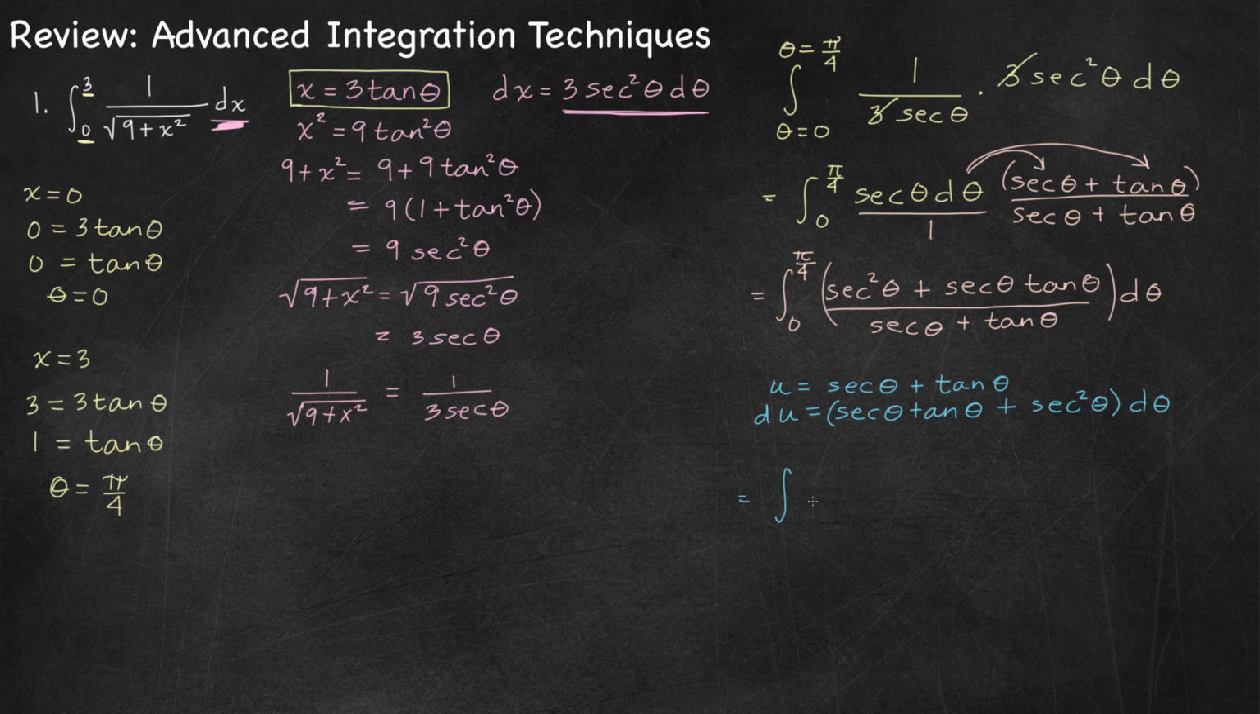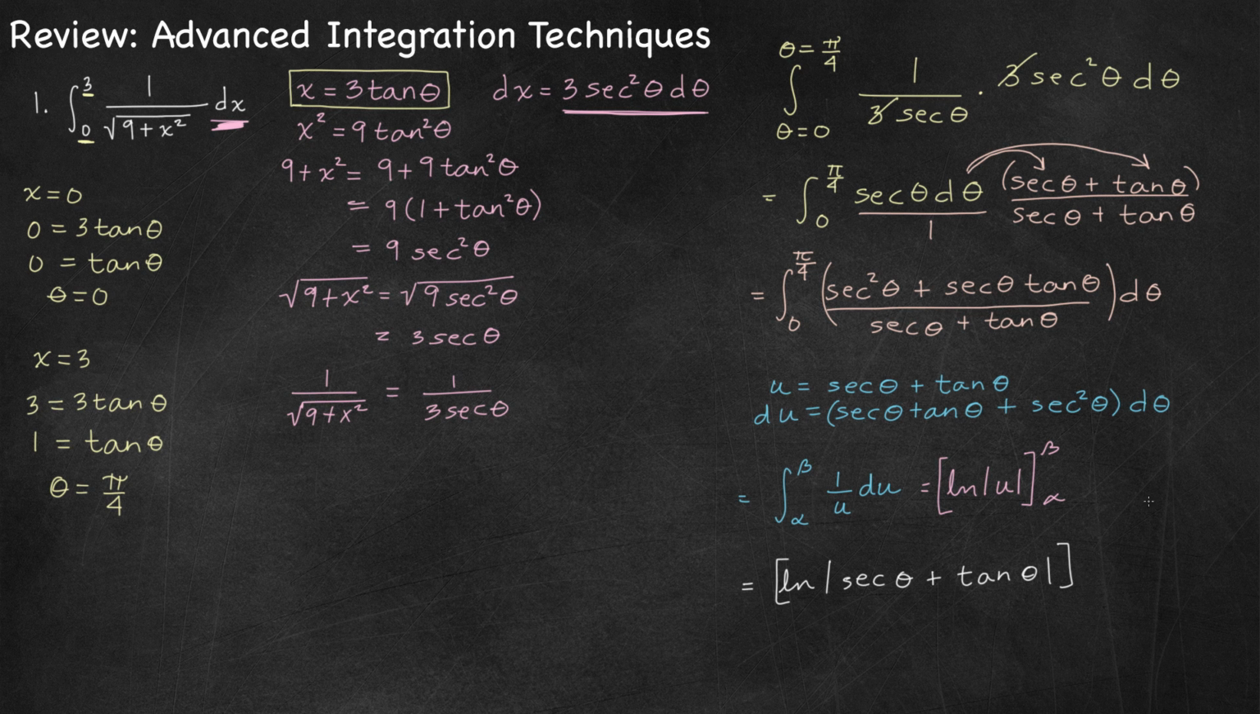And now my integral becomes, and I can't use 0 and pi over 4 because those are theta values, not u values. So I'm just going to use an alpha and a beta for the time being. So this integral just becomes 1 over u times du. And that integrates to the natural log of the absolute value of u from alpha to beta. And then we'll come out of that and convert the u back in terms of theta. So it's the natural log of the absolute value of secant theta plus tangent theta.